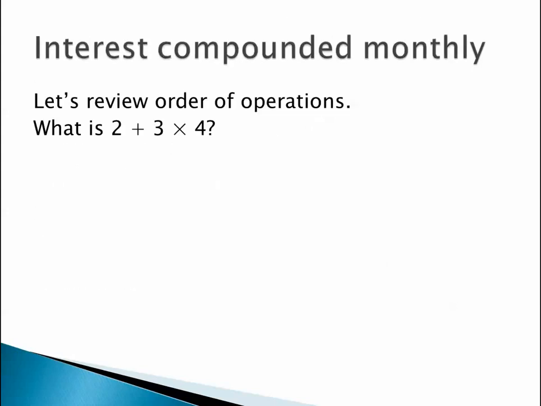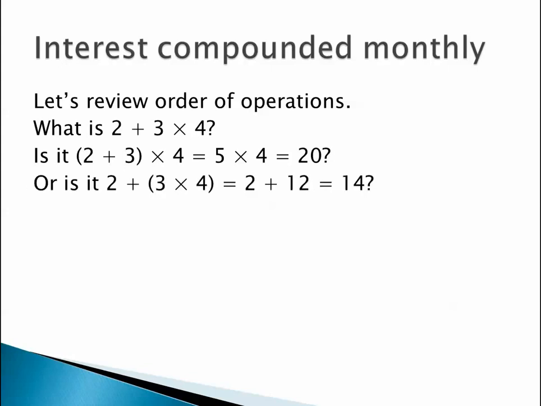Let's review the order of operations. What is 2 plus 3 times 4? Is it (2 plus 3) times 4? In other words, 5 times 4, or 20? Or is it 2 plus (3 times 4)? In other words, 2 plus 12, or 14?